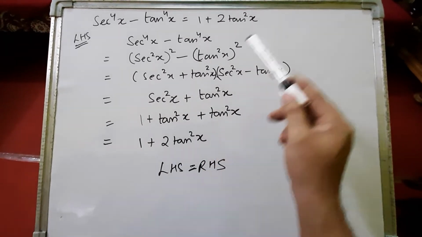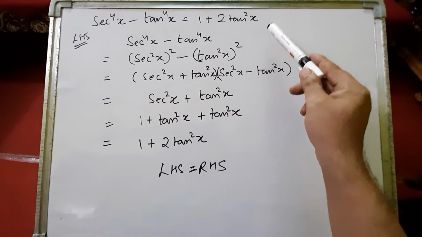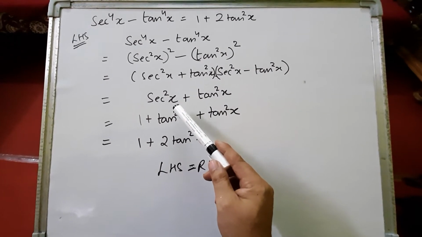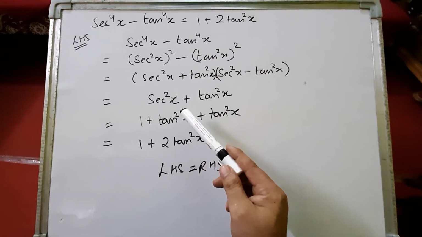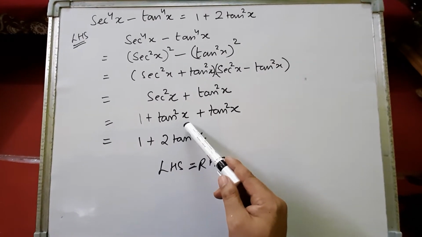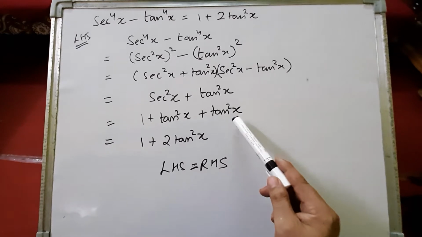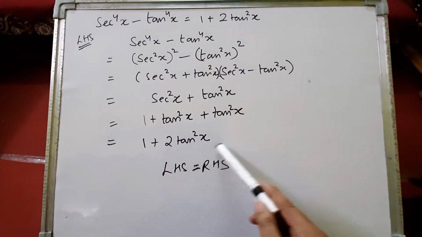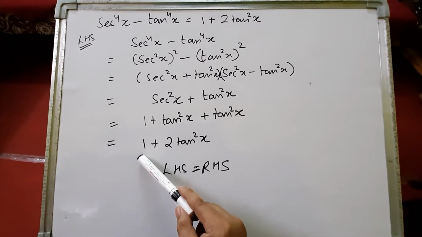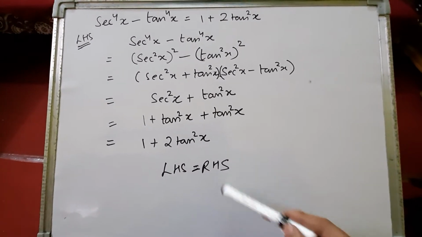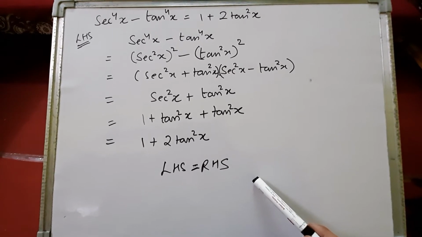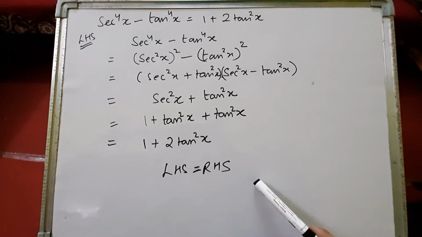Now, because in the required proof we are getting only tan, we don't want sec there. So we can transform this sec into tan again by using the fundamental identity, sec square x equals 1 plus tan square x. Now tan square x plus tan square x is 2 tan square x. So this is the required result that we have to prove, the right hand side 1 plus 2 tan square x. So we can say that the left hand side and right hand side are proved equal, right? Note down please.